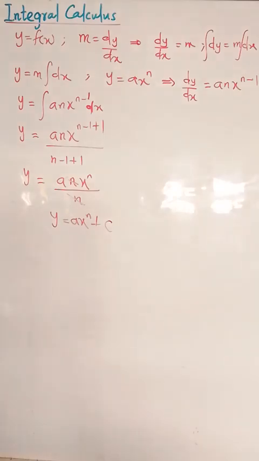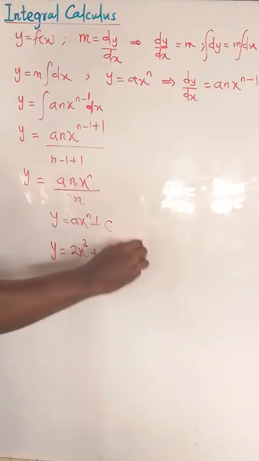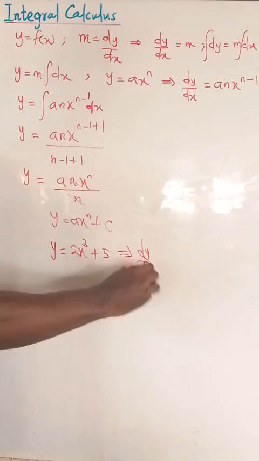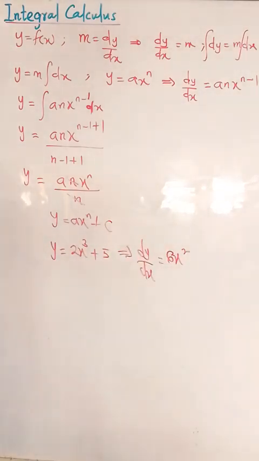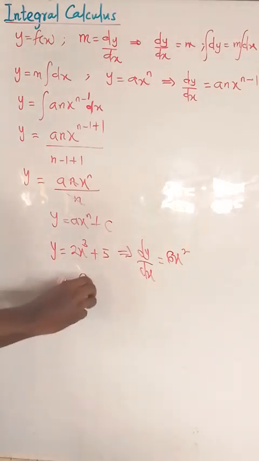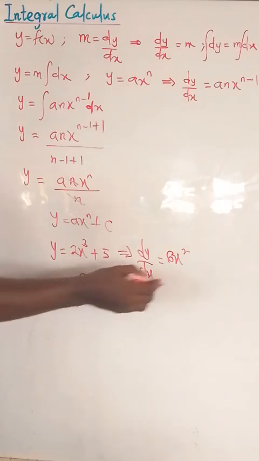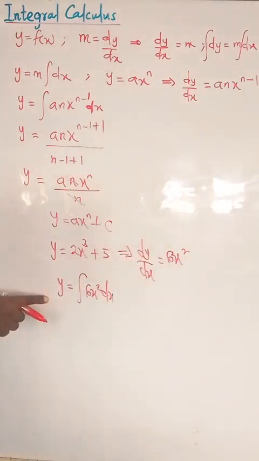Plus c. Why? For example, let's suppose we have y equals 2x cubed plus 5. Obviously, from here, if you differentiate, dy/dx becomes 3 times 2, 6x squared. Now let's integrate. To integrate, y equals the integral of 6x squared dx. That's how we integrate to get y.